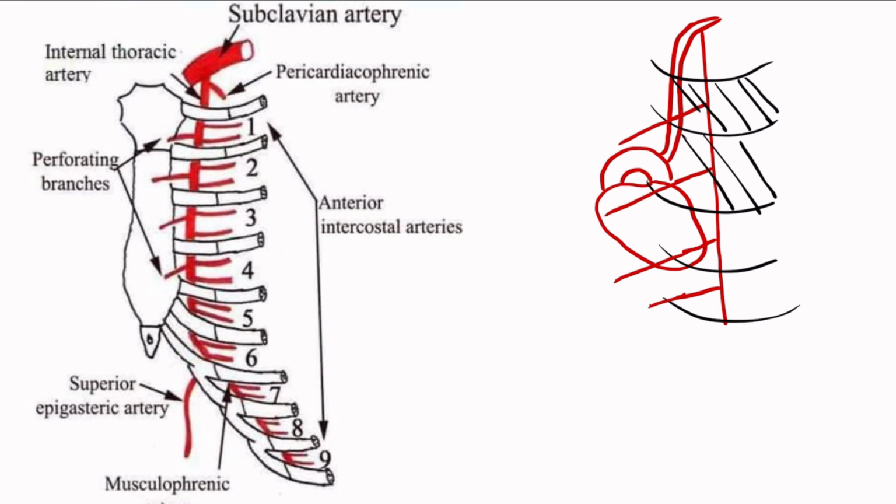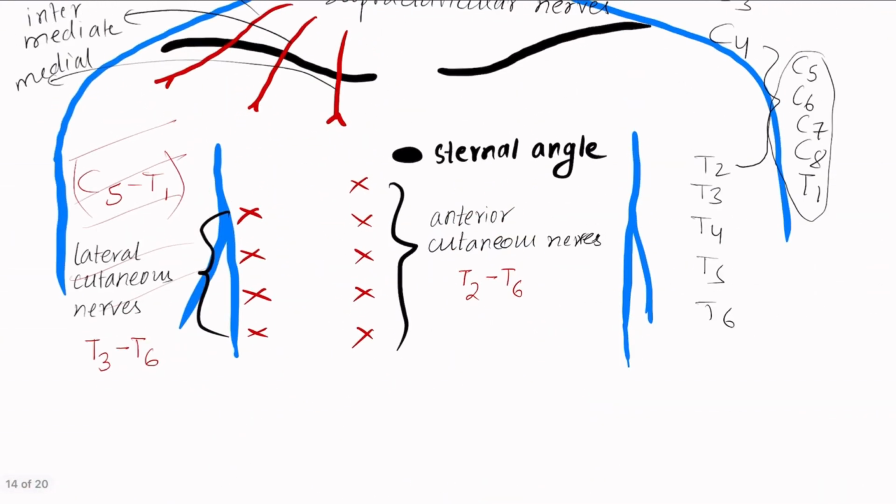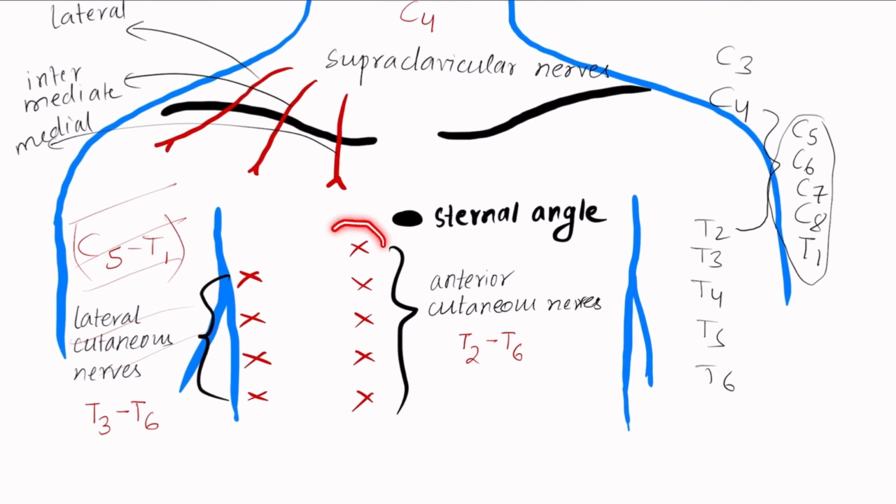Which nerves do perforating branches accompany? Perforating branches accompany the anterior cutaneous nerves. So you have anterior cutaneous nerves that are accompanied by perforating branches. Which nerves? See, these nerves, the anterior cutaneous nerves, are accompanied by perforating branches of the internal thoracic artery, of the subclavian artery, of the aortic arch, of the heart.